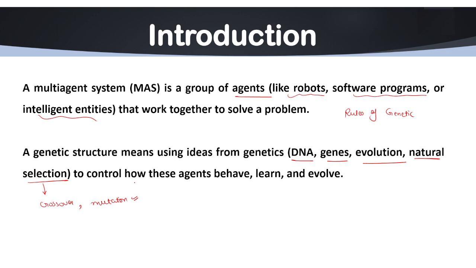Multi-agent system means a group of intelligent agents, right? So that the agents can learn. With the help of this, agents can learn, agents can share so many good strategies, and they can also improve their performance over time. Just like living beings evolve and get better through generations. This is how genetic structure of multi-agents works.